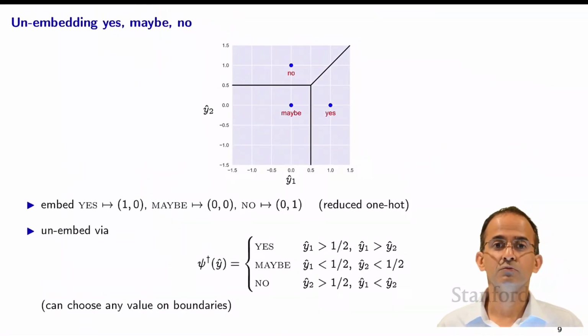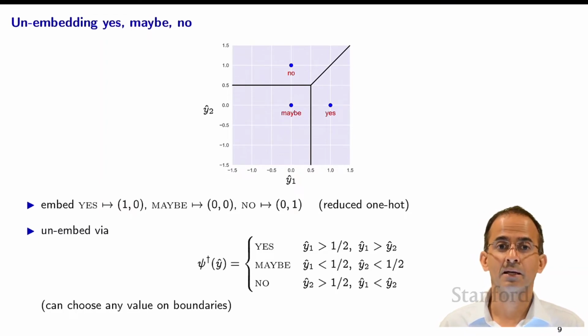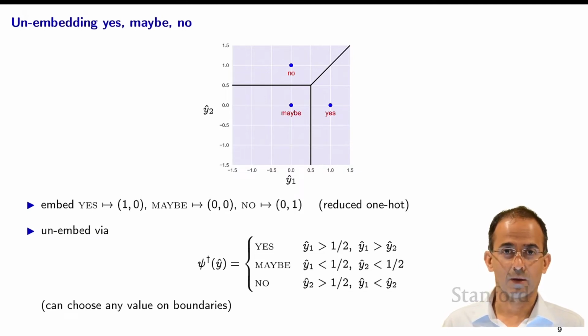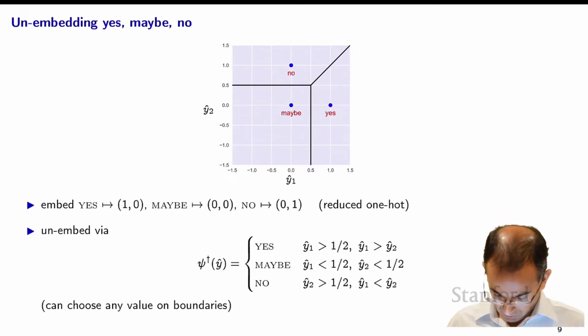Suppose we've used the reduced one-hot embedding to embed yes, maybe, no as 1, 0; 0, 1; or 0, 0. Well, then we unembed in exactly the same way. For any point y hat in the R2 plane, we pick the closest representative, and that tells us which target variable we're predicting.